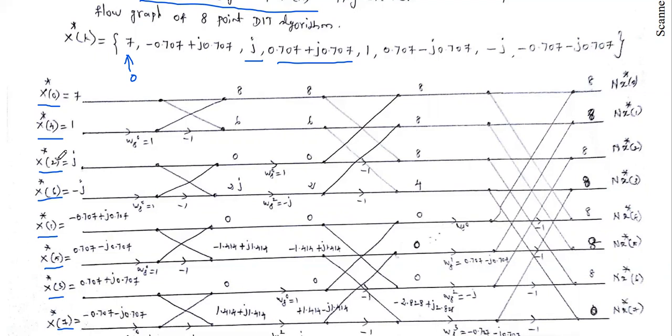Similarly, X complex conjugate of 2. Okay, this j is the complex conjugate of 2. Similarly, X complex conjugate of 6 is this, minus j. Similarly, for X complex conjugate of the 1 value, 5 value, 3 value, 7 value, you just substitute. Okay. Then we have to perform the butterfly diagram.